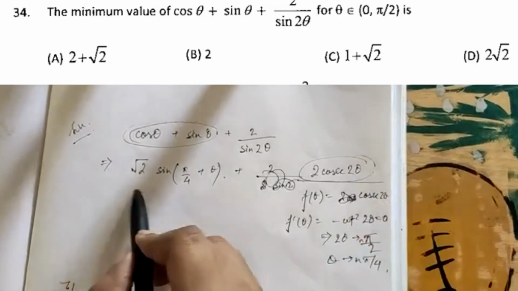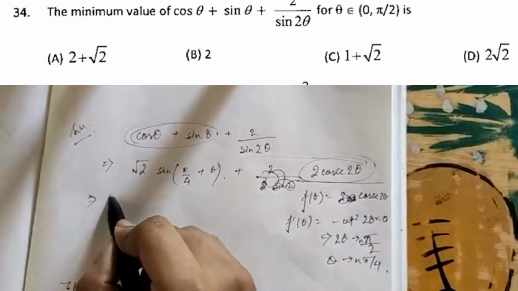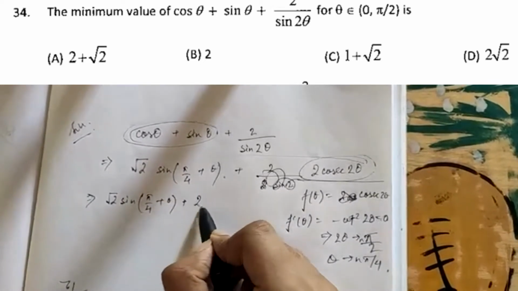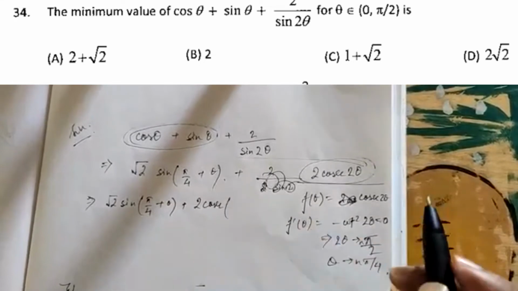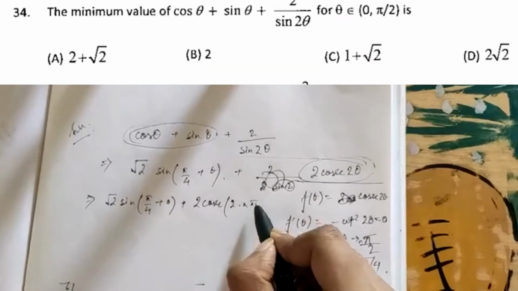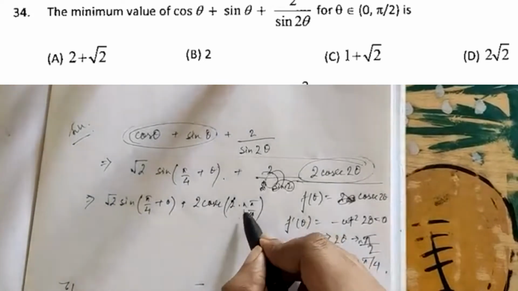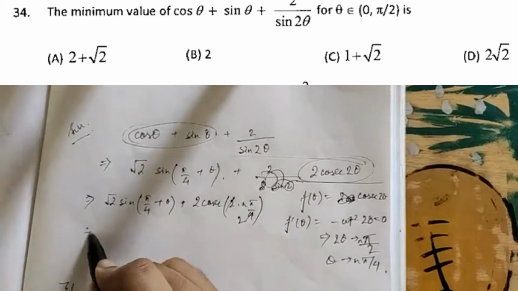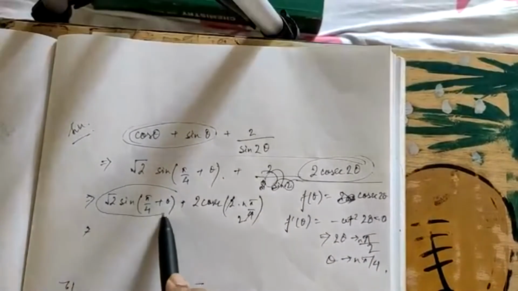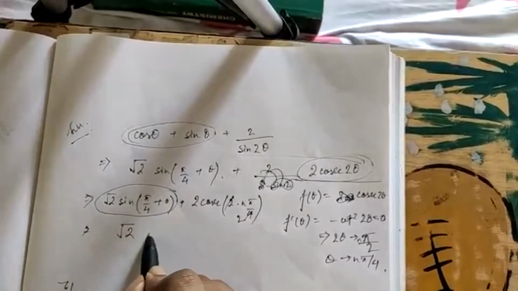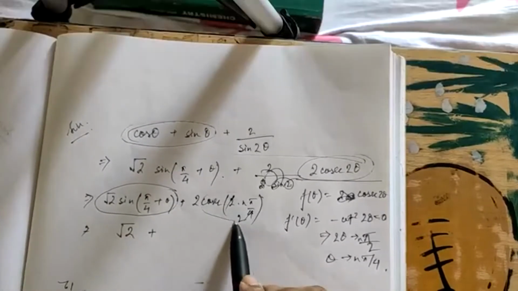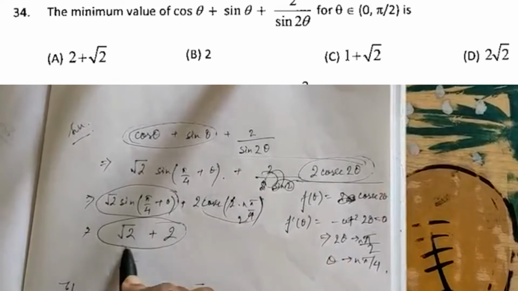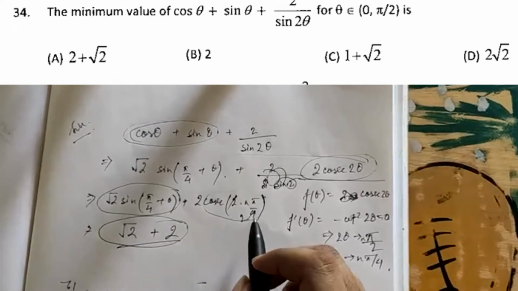So in that case, this entire function will be root 2 sin of pi by 4 plus theta plus 2 cosec of 2 into an integral multiple of pi by 4. So 2 into an integral multiple of pi by 4 will come as an integral multiple of pi by 2. So you know that this function can have maximum value of root 2, root 2 sin of pi by 4 plus theta, and cosec n pi by 2 is equal to 1. That means 2 plus root 2 will be the minimum value.